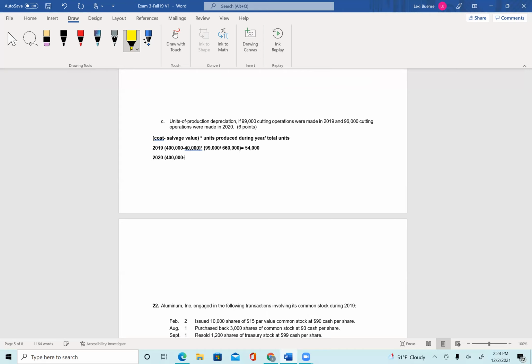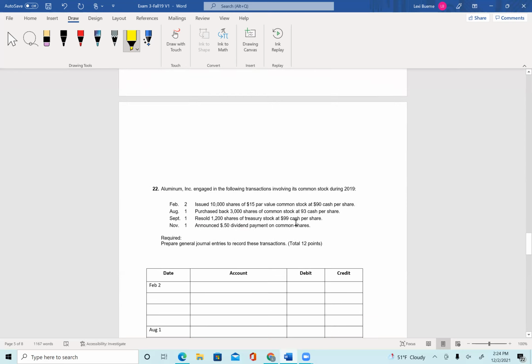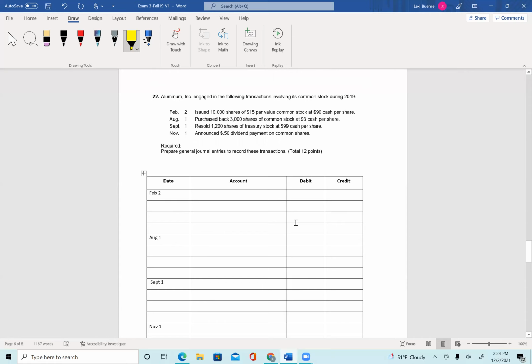400,000 minus 40,000 is the same. Times, now it's 96,000. Divided by still the 660 for the total amount for the year, which equals 52,363. All right, so number 22.